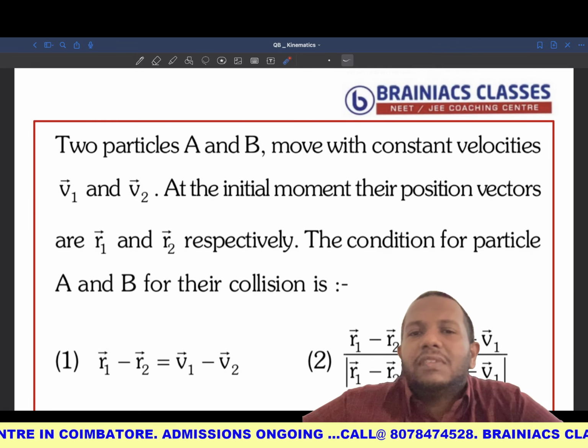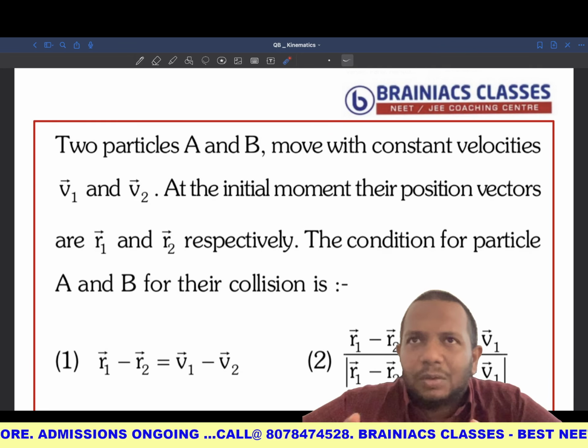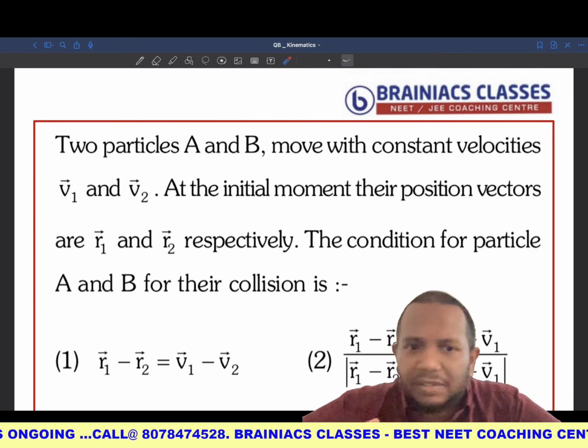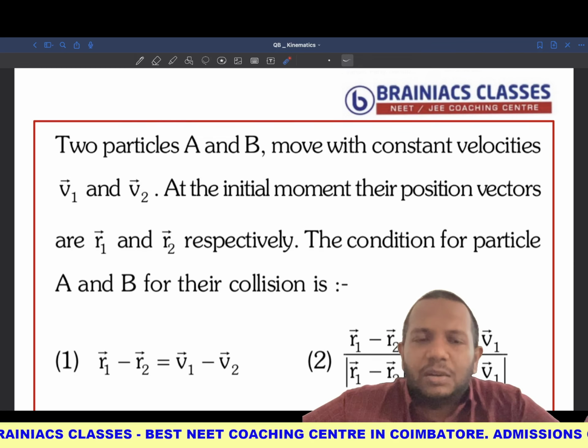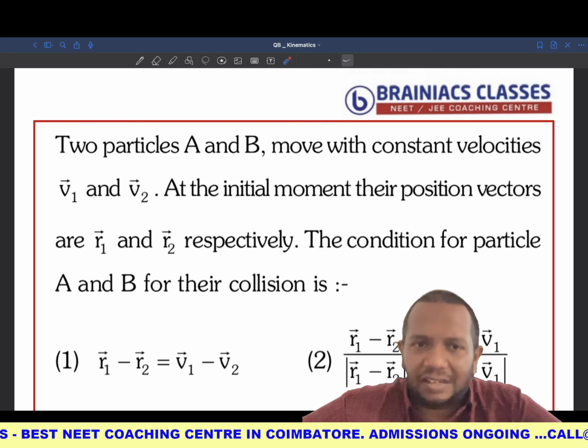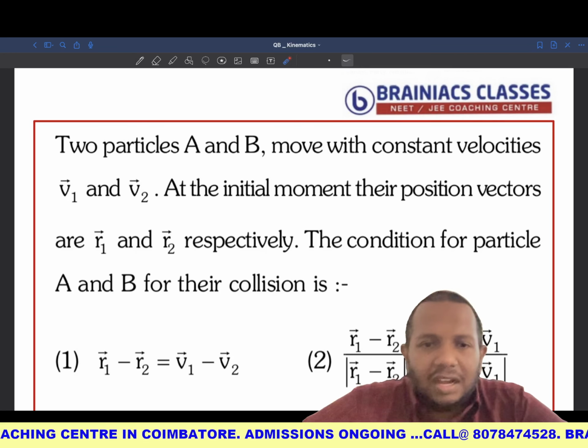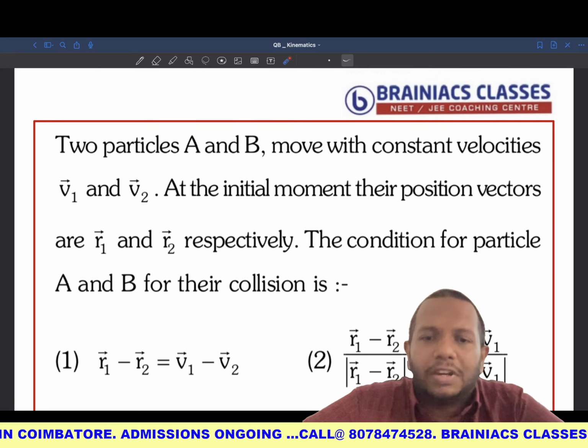When we read this question initially, we may feel like, okay, is this question from work, power and energy? It's because it is talking about collision and all, but actually not. We can do this with the fundamentals of vectors. So let's start understanding this question a little more deeply.